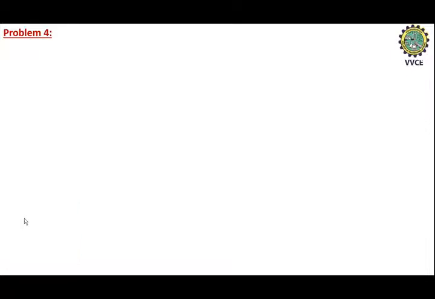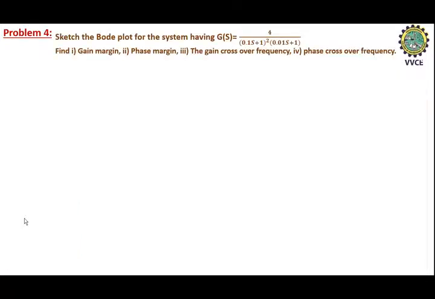Problem 4 is sketch the Bode plot for the system having the transfer function G(s) equal to 4 divided by (0.1s plus 1) whole square into (0.01s plus 1). Here we need to find the same parameters, that is gain margin, phase margin, gain crossover frequency, phase crossover frequency. Now we need to find out the data required for the magnitude plot.